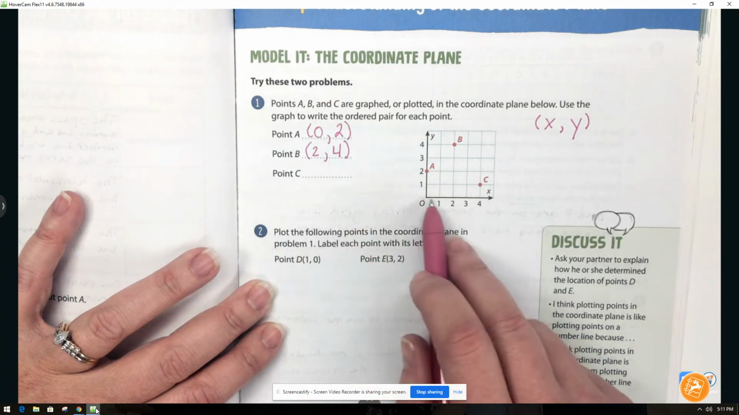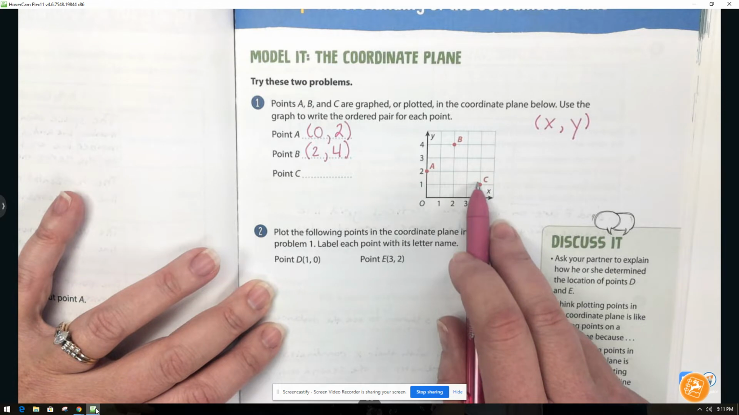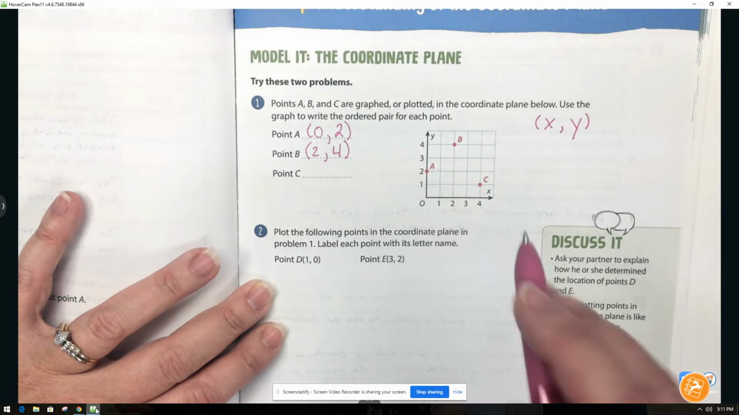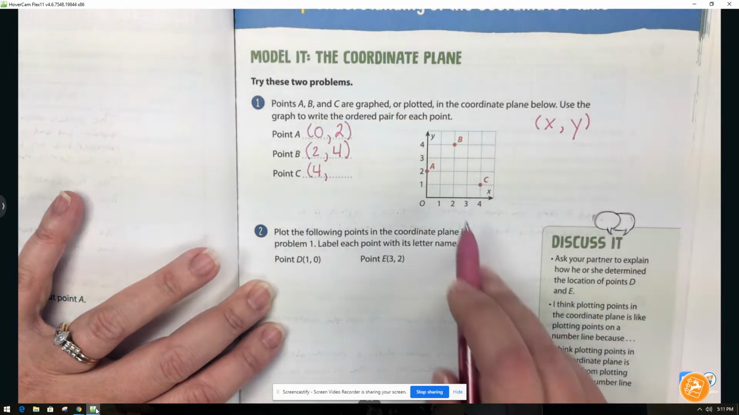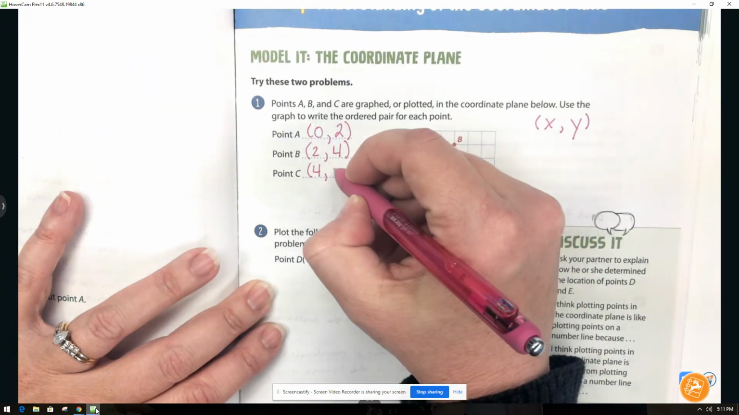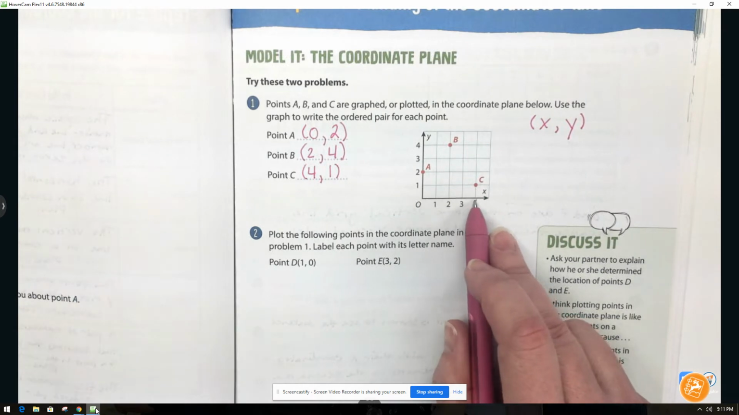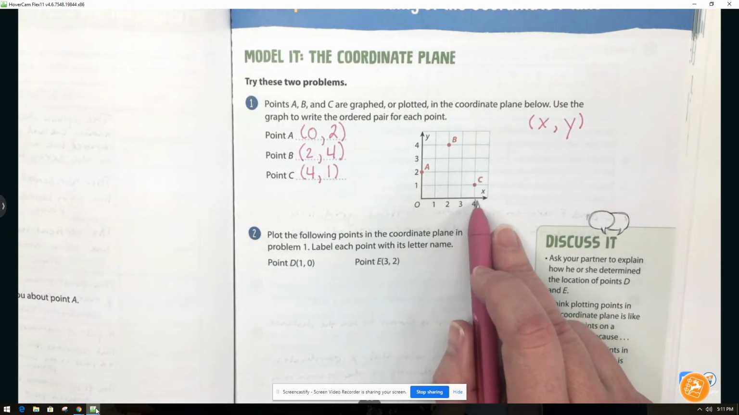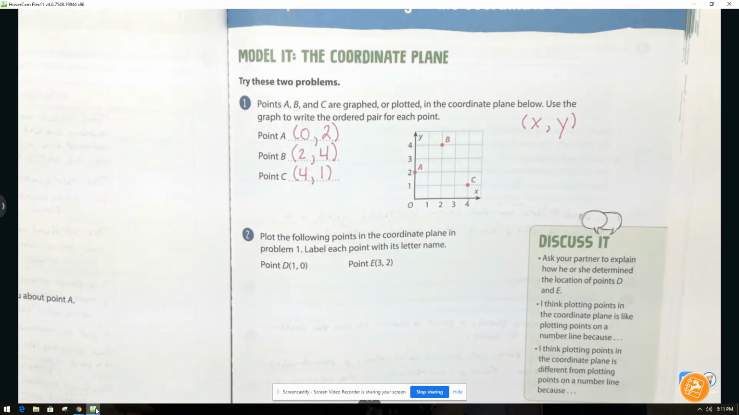Now we're going to do point C. How many do we need to go over to get to where C would intersect? That's right, we need to go over 4. So the x value for C, or the x coordinate, would be 4. The y coordinate would be 1. You also could just look at how many units up you need to count. To get from the 4 up to the letter C, you only go up 1 unit. So with the x value of 4, the y value would be 1.